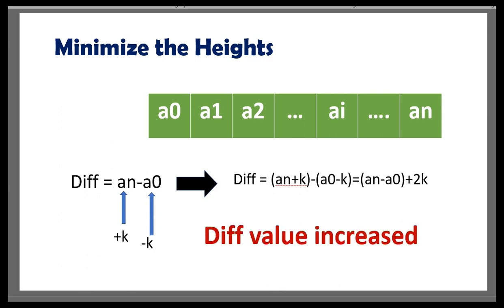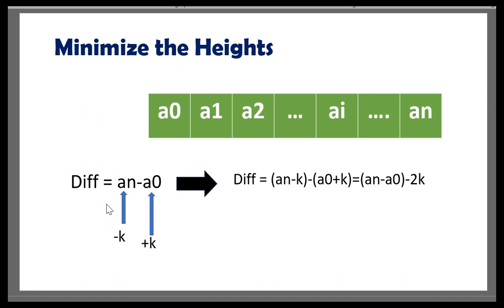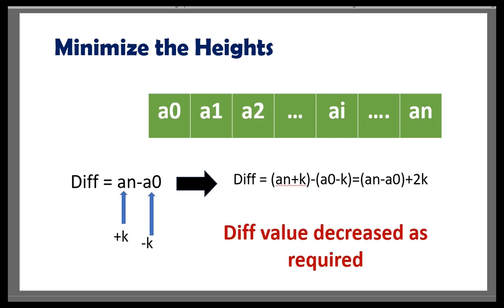So moving forward to our third condition, we are decrementing the value of the largest tower and incrementing the value of the smallest tower. So what we are getting is this: the difference is getting minimized by the value 2k. So this is the required condition that we need to follow.